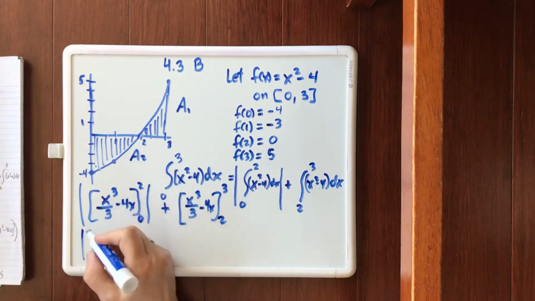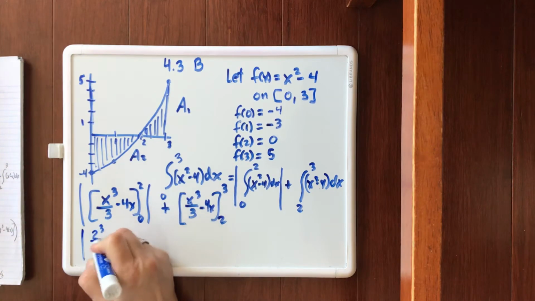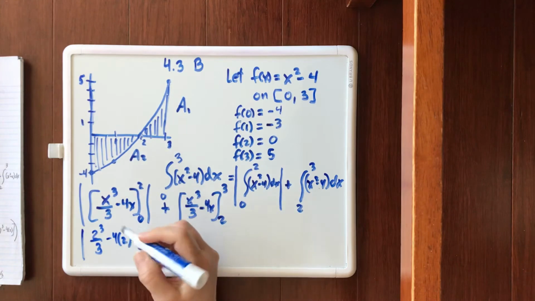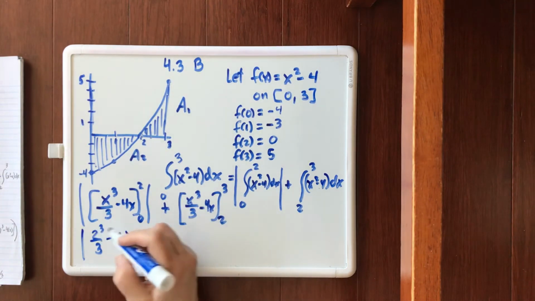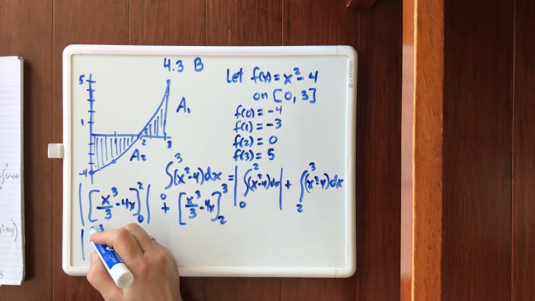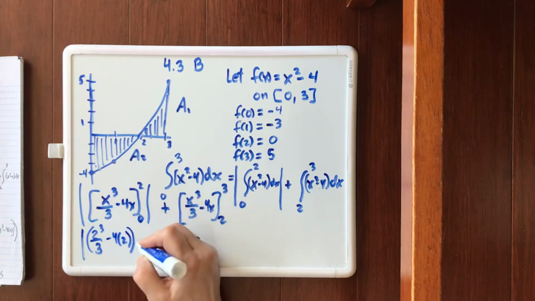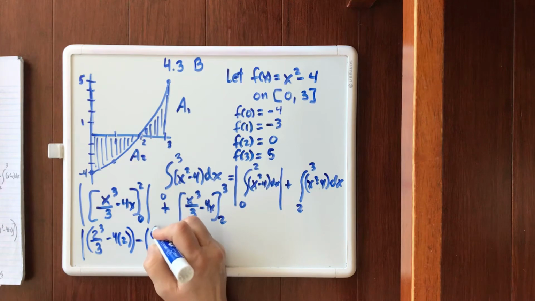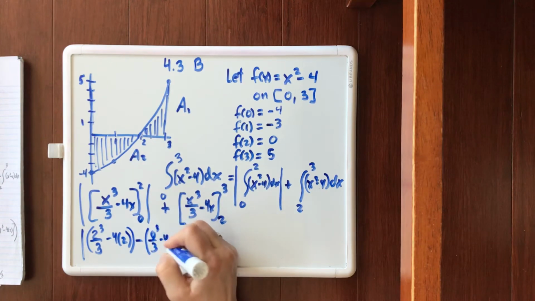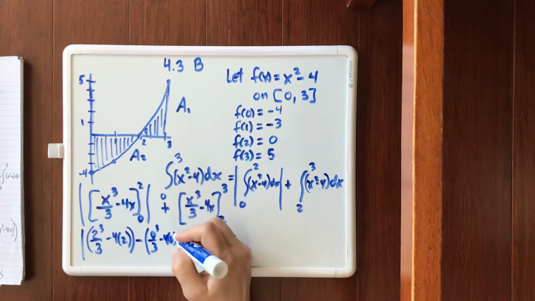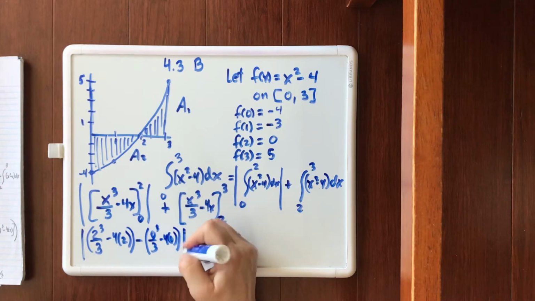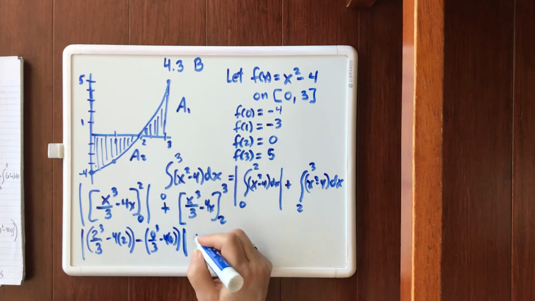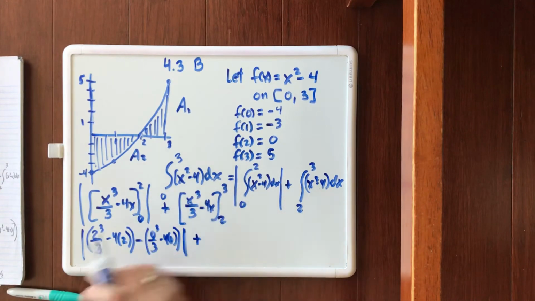Okay, so we're going to put a 2 in there, so we have 2 cubed over 3 minus 4 times 2. All right, and all of that is minus 0. Think of it this way. And we put 0 in there. 0 cubed over 3 minus 4 times 0. That is my cat playing with my pen. All right, so all of that is this right here. And I'm going to do this one over here.